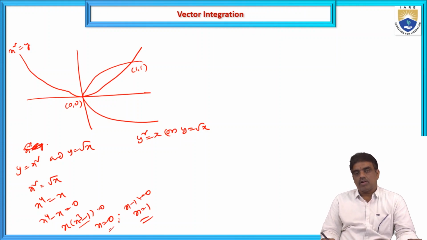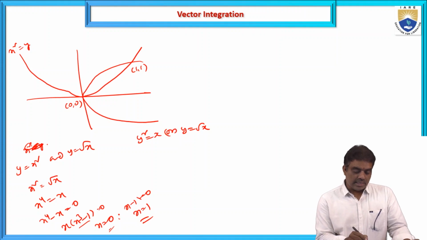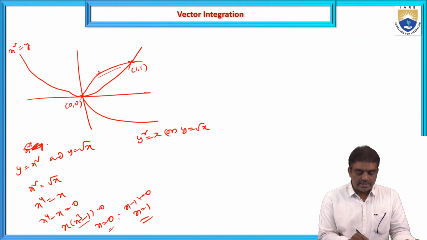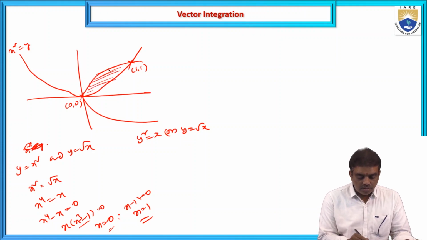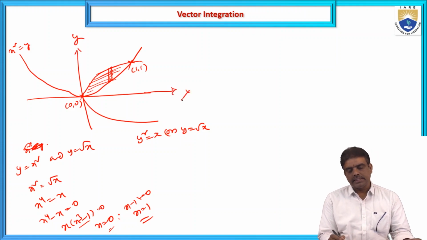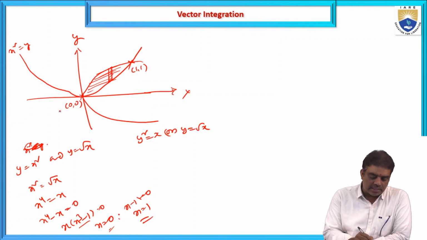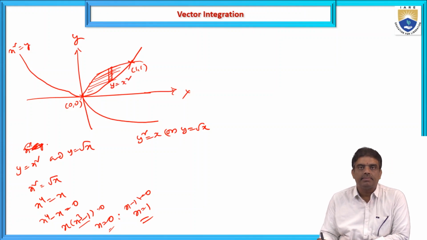The other roots are complex roots, so those need not be considered. So these are the intersection points: 0, 0 is one point and 1, 1. And the region is like this. And we have to take the strip inside the region parallel to the y-axis or parallel to the x-axis. On taking the strip parallel to the y-axis, the lower edge of the strip is on the curve y is equal to x square. So y is equal to x square is the lower limit.